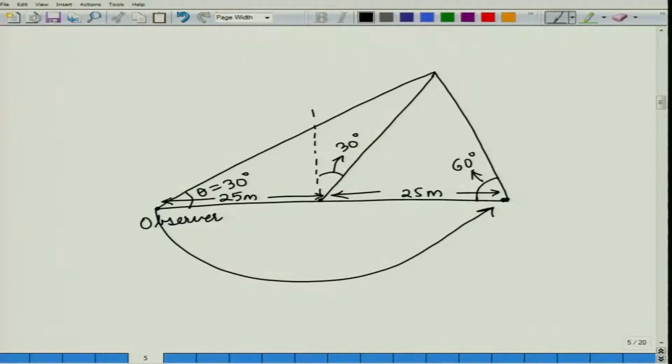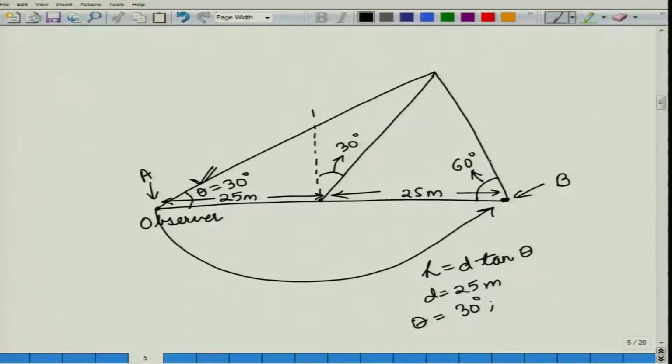Now, what the logger has done is he has taken two readings, one at point A, one at point B. He has assumed this tree to have no lean. So, essentially what he is measuring is h is equal to d tan theta. Once he is at a distance of 25 meters, and in the other case also he is at a distance of 25 meters. So, d is equal to 25 meters in both cases. The first angle that he has measured is 30 degrees and the second angle is 60 degrees.